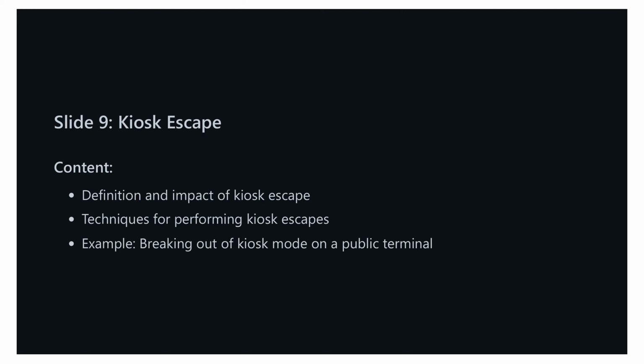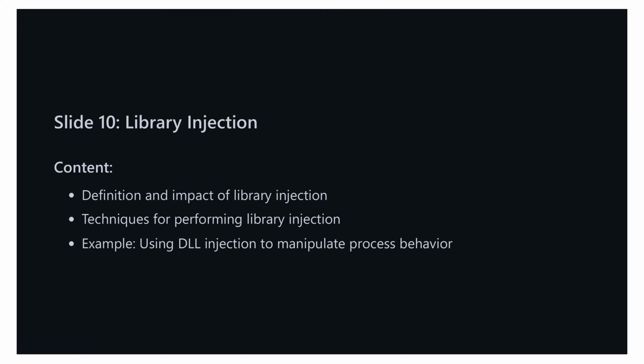In the next slide, we will discuss library injection, where similar critical concepts will be examined, including its definition, impact, and practical techniques for execution, such as DLL injection to manipulate process behavior. Let's keep moving forward to understand how these methods can be leveraged, countered, and mitigated. On the previous slide, we discussed kiosk escape. We covered what it means to escape a kiosk environment, the potential consequences, and some techniques for doing so, such as breaking out of kiosk mode on public terminals. Now let's delve into library injection.